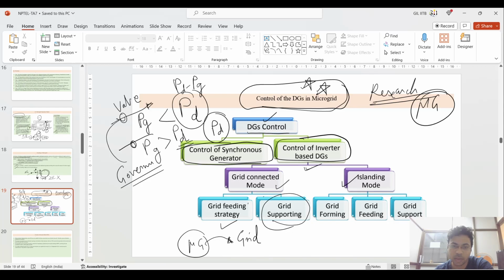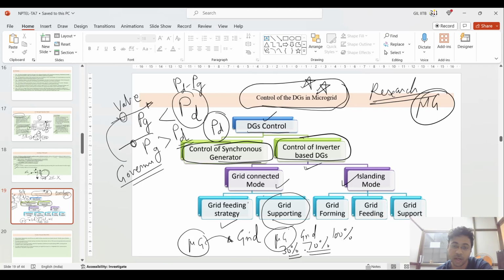Consider the grid as a part of this microgrid, supporting such that when there is a need, the microgrid sends power to the grid. Suppose you have a 100% power requirement in this grid, and 70% is coming from the grid, then 30% should be generated from this microgrid.